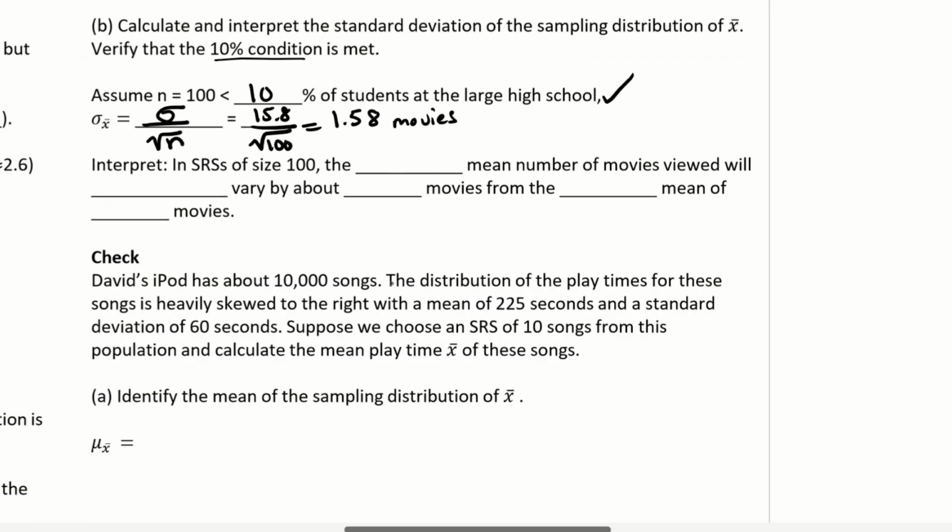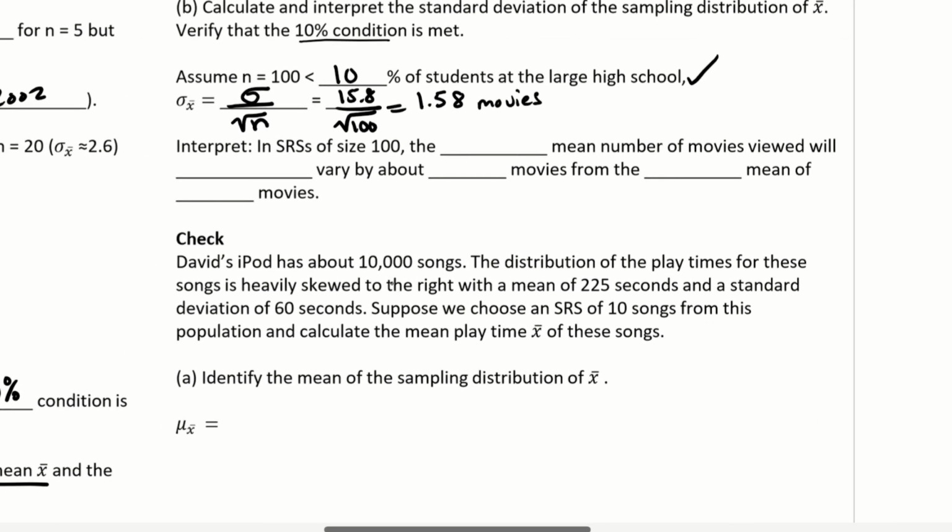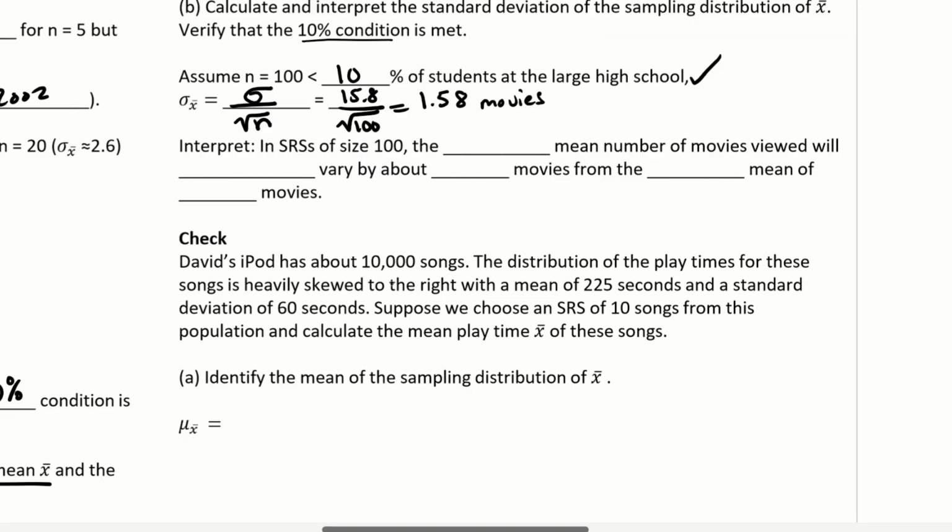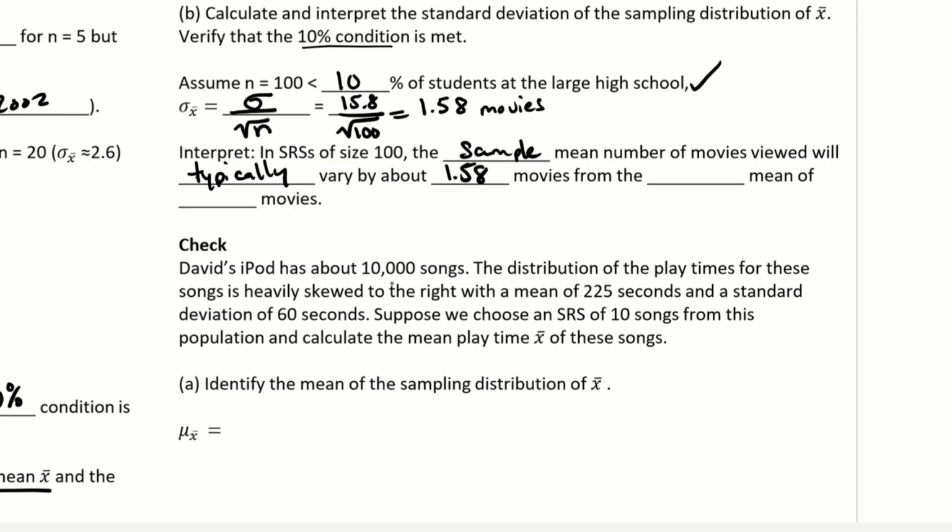All right, so then we'll interpret this in simple random samples. If we want to interpret the standard deviation, remember we said it's the typical distance from the sample mean to the population mean. So in simple random samples of size 100, the sample mean, which is x bar, the sample mean number of movies viewed will typically vary. So there's a typical distance from x bar to the mean. It will vary about how much? Well, about 1.58. So it varies about 1.58 movies from the mean, which is 19.3.